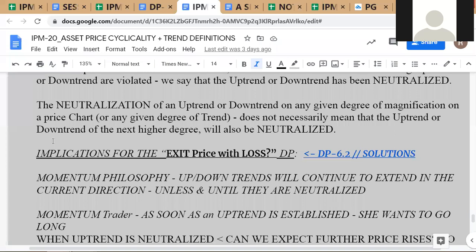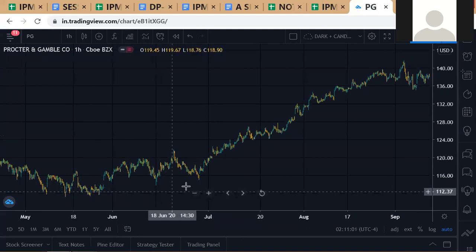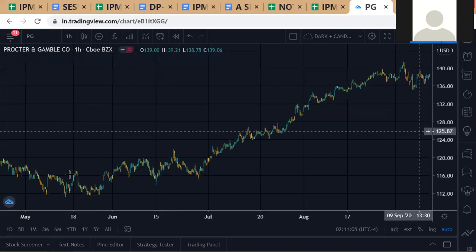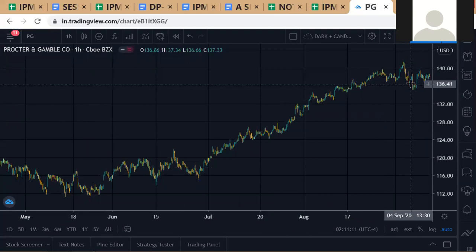All right, now, if you have neutralization in 1 degree, it does not necessarily mean that the next degree uptrend or downtrend will also be neutralized. What do I mean by this statement? Exactly what I just showed you. When you look at PG on this time frame, this pattern size, the small pattern uptrend is neutralized, okay? So we are around 136. Small pattern uptrend is neutralized.